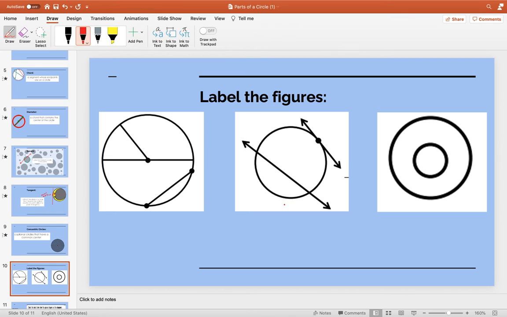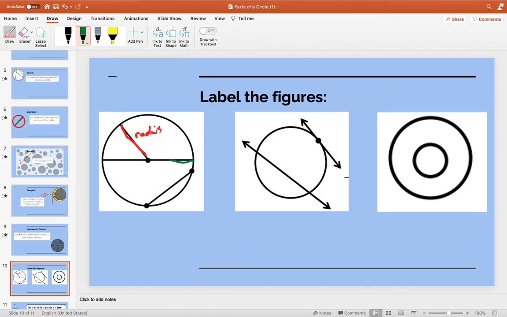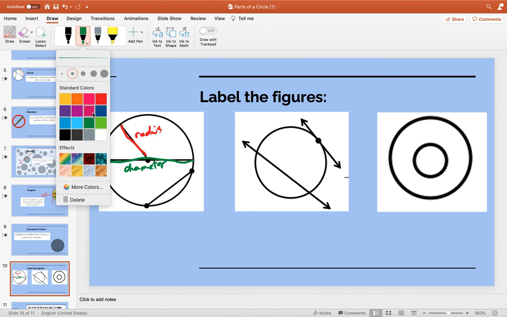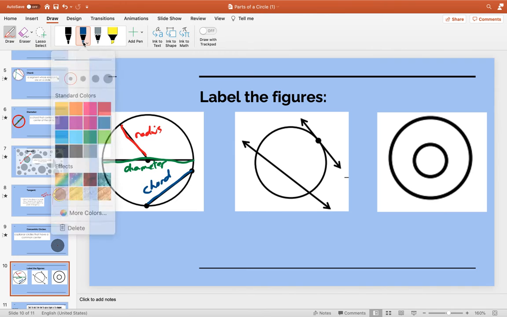Okay, and now labeling the figures. Oh my goodness, there's a lot going on here, you guys. This here, I'll call that a radius. That's an example of a radius, right? What else we got going on here? We got this here, which looks to me like a diameter. What else? We got a chord. That is a chord, right? So right now we're seeing all of our circle terms in action.